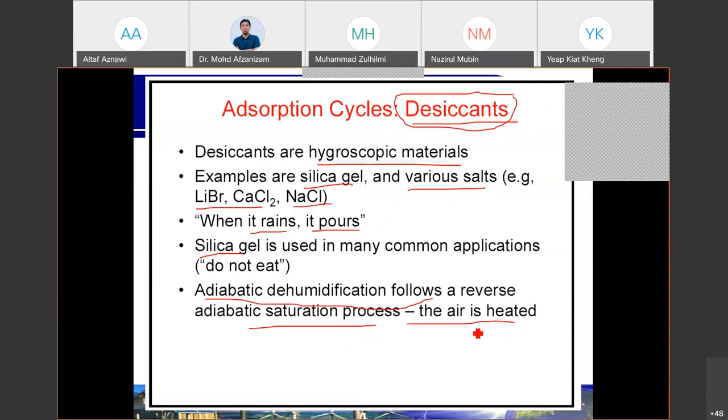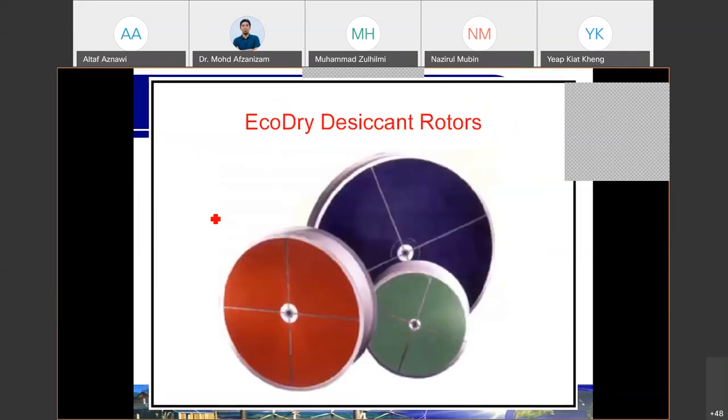Air is heated. Okay. So this is one of the diagrams to show the design of the desiccant. Sometimes they call this the desiccant wheel. Okay, wheel, like a tire, right? So it depends. Of course, the desiccant has its grade. So it depends on the size and the quality of the silica, of the desiccant part.